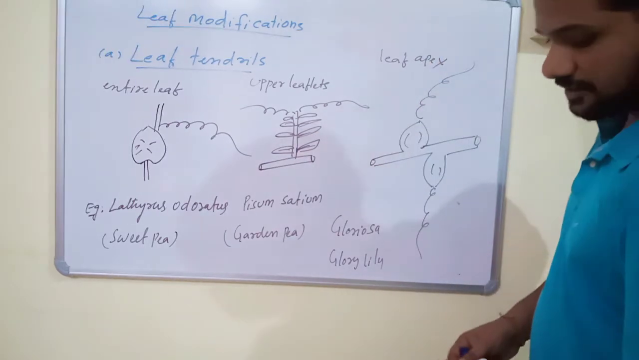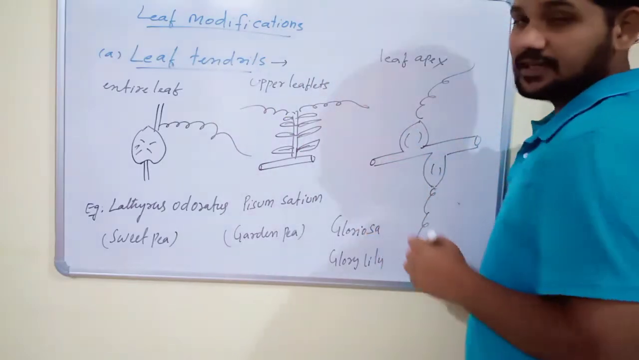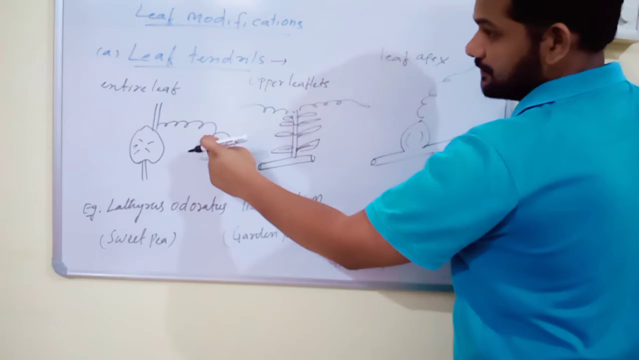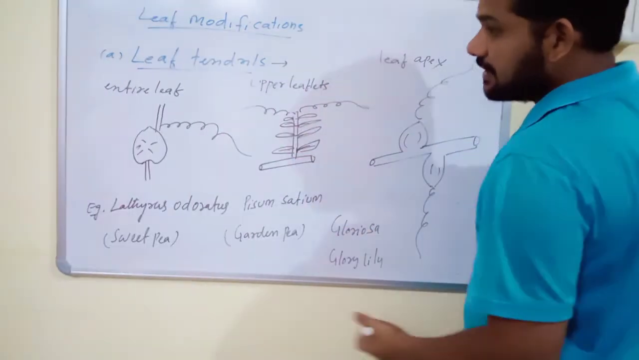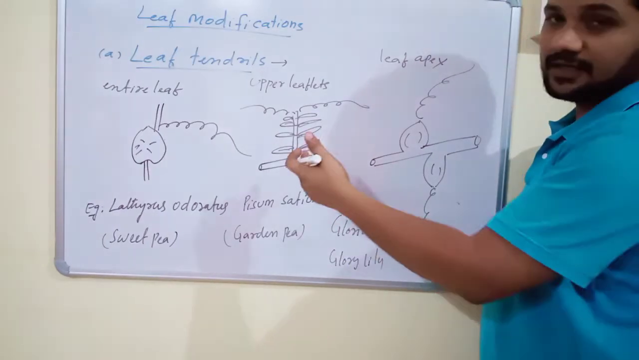These are the various diagrams. Leaf tendrils. So what is a tendril? Already I told you. It is a long, sensitive coiled structure and it coils around the support. So in leaf modifications, the entire leaf or any part of the leaf is modified into a tendril, and the tendril gives support.